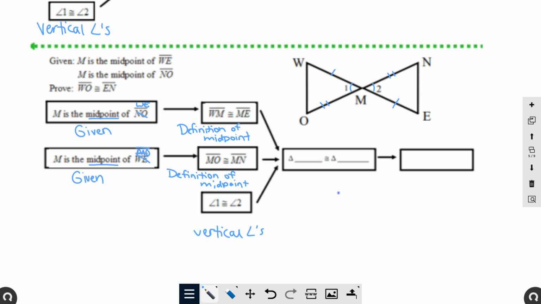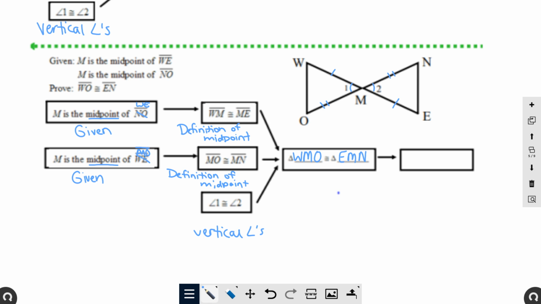So let's name our triangles and say why those triangles are congruent. This is why it's really important to mark these 3 boxes that it gives us to figure out why the triangles are equal. So let's name them first. What if I say WMO? WMO is congruent to EMN. Yes. Why do we have to say E first?